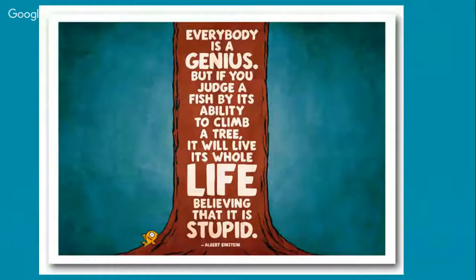Okay, we're going to start with a quote. Everybody's a genius, but if you judge a fish by its ability to climb a tree, it will live its whole life believing that it is stupid. That is a quote by Albert Einstein, and it just kind of sums up our overall point for today, which is if you're expecting everyone to do the exact same thing, then you're not really judging individual children by what they can do.